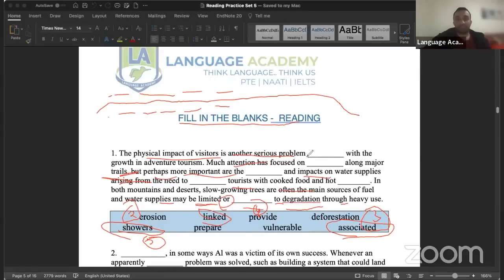Okay. So the first one was associated with. Second one was erosion. Third one was deforestation. Fourth one, need to prepare to provide tourists with the food and hot showers. And the last one will be linked to.